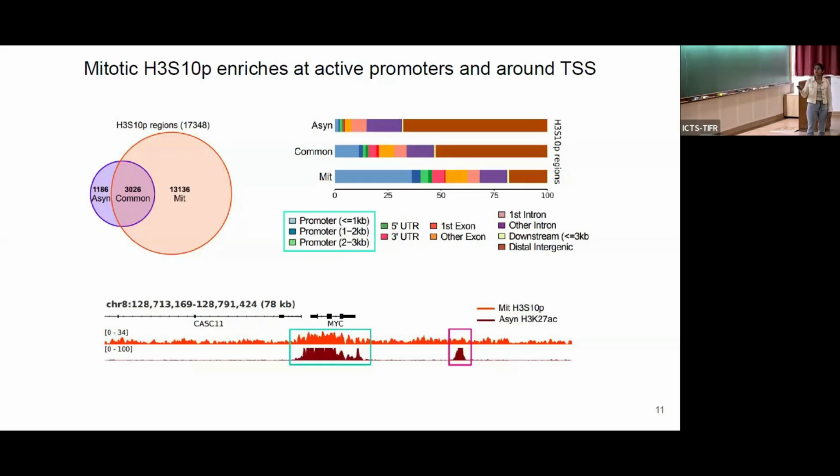It turns out that it's mostly around the TSS and at the promoters. If you compare asynchronous to mitotic, you see an increase in the promoter regions. The same can be appreciated from this browser snapshot, where you are seeing an acetylation mark, H3K27 acetylation, which is an enhancer mark as well as a promoter mark. If you compare these two peaks, this is around the MYC gene, again a highly transcribing gene. You see H3S10p increasing here, but not really any enrichment here. So in bulk we see more at promoters, but not at enhancers.